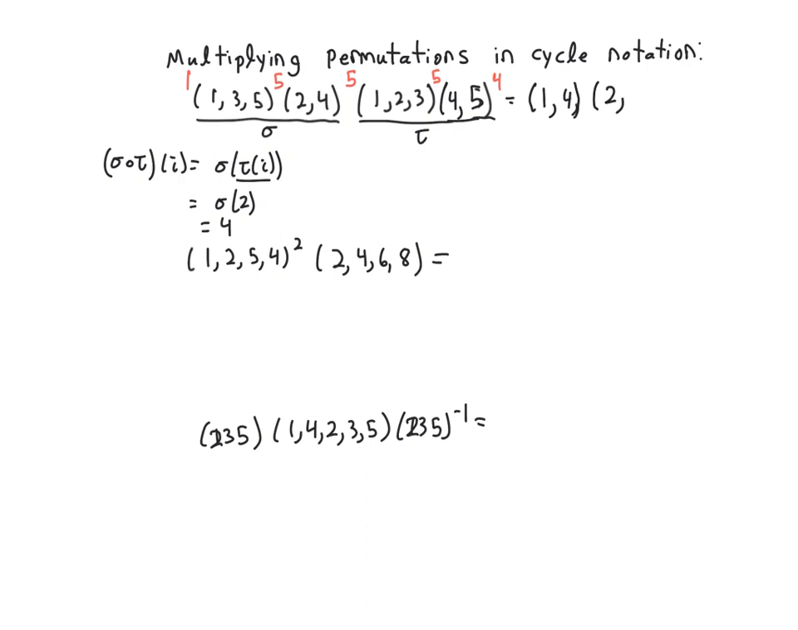So let's see what happens to 2. So this first cycle doesn't have 2. So my favorite number is still 2. Now I look at the next cycle to the right. It does have 2. 2 is sent to 3. And so now my new favorite number is 3. I move to the left. 3 doesn't appear in this cycle, so my favorite number stays 3. I move to the left. 3 appears in this cycle. 3 is sent to 5. My new favorite number is 5.